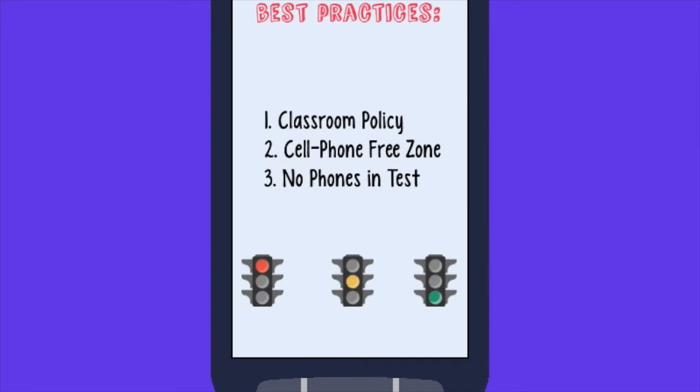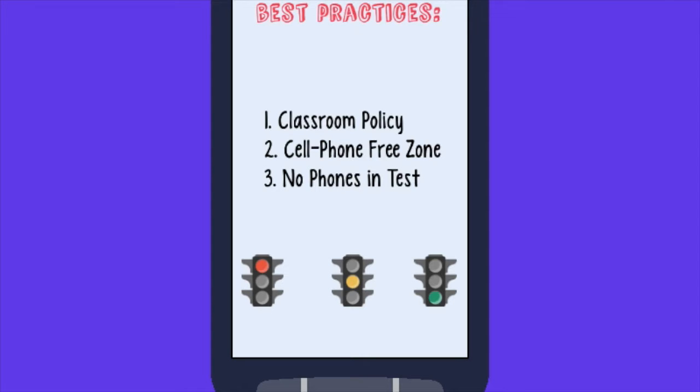So some best practices as far as managing and using smartphones in the classroom: you need to establish a classroom policy. Some of these things would include setting your cell phones on silent. You don't want to have them ringing in class. Keep cell phones visible at all times. This kind of goes against what you normally think, because a lot of teachers totally ban cell phones in the classroom, but if you're using them, you want to be able to see them so you know what the students are doing with them. And only use phones for academic purposes.